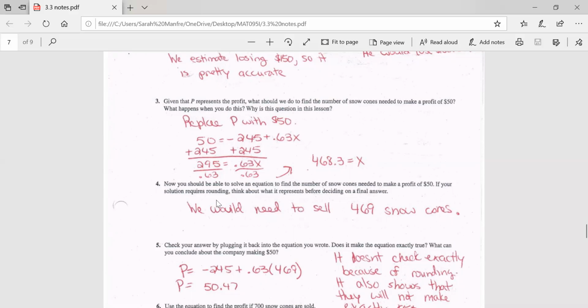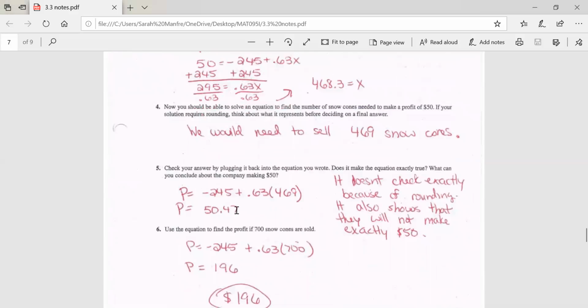Okay, so question 4 says we should be able to solve the equation. That's what I just did up here. So I kind of combined the two together. So if you look, the answer to question 4 is up here. And we would need to sell 469 snow cones because 468 would not be enough.